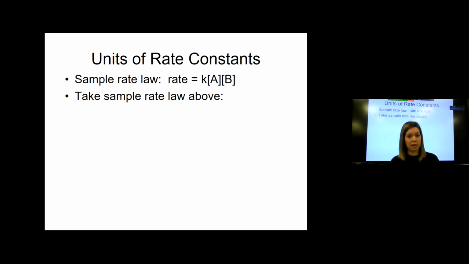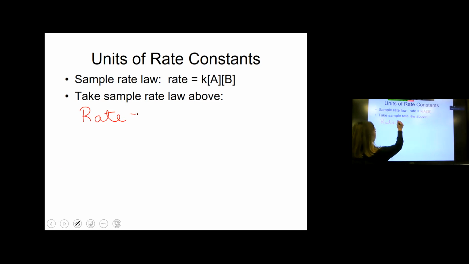So let's say that this is our rate law. It would be first order with respect to A, meaning that whatever we do to A, it does that to the rate. So if we double the concentration of A, the rate doubles. If we double the concentration of B, the rate would also double. So it's first order with respect to both and second order overall. All right. So if we know that our rate has to be molarity per second.